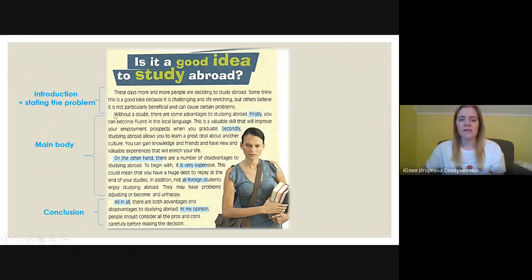Then we come to the next two paragraphs, the main body. In the first paragraph, you express your advantages. In the second, disadvantages. So the last paragraph deals with the conclusion. You sum up the ideas and you express your point of view.